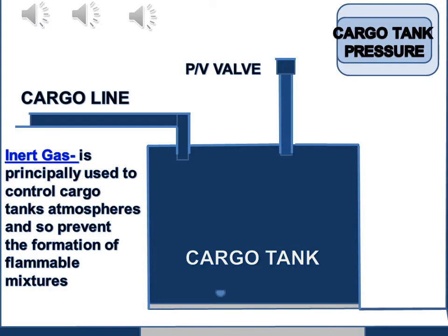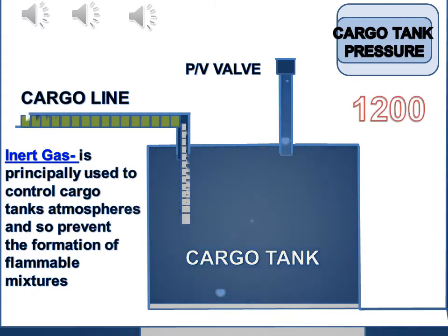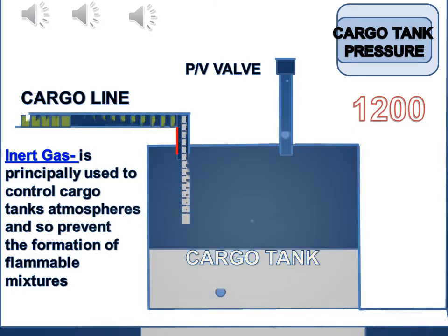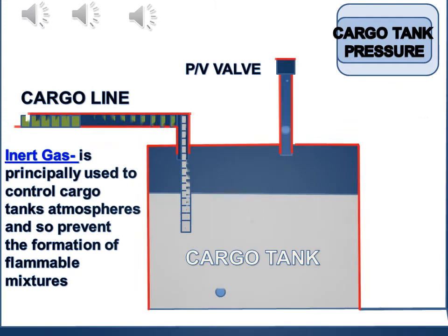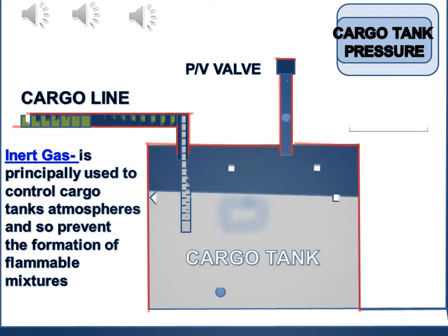Inert gas operation. Tanker vessels using the inert gas system should maintain their cargo tanks in a non-flammable condition at all times. When a ship is in a gas-free condition before arrival at a loading port, the tanks must be inerted prior to loading. Inert gas is principally used to control cargo tanks' atmospheres and so prevent the formation of flammable mixtures. We can see that the cargo tank pressure was rising when the cargo increased.